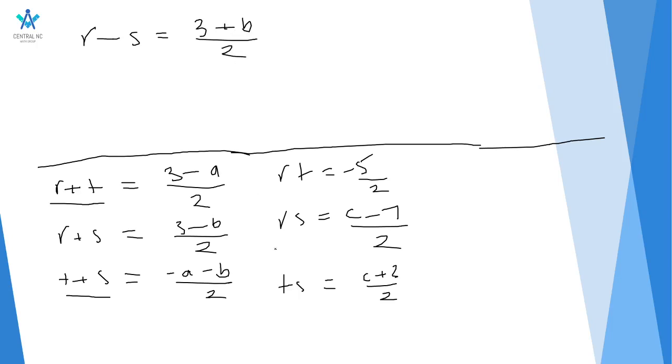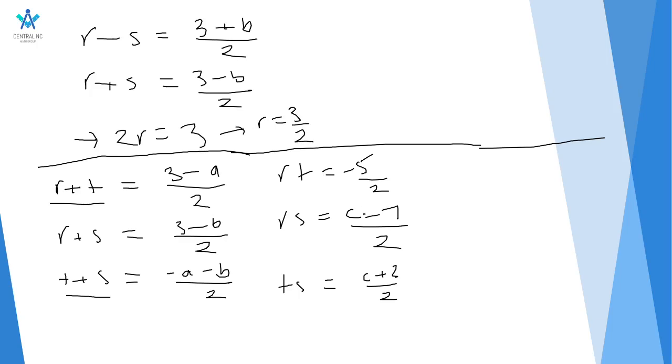But we also know that r plus s is equal to 3 minus b over 2. This is extremely convenient because if we add them together, we cancel the b's and we cancel the s's. This gives us 2r equals 6 over 2 if we add these two up, which is 3. And it gives us r equals 3 halves.